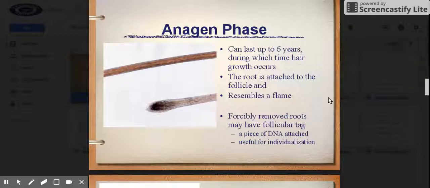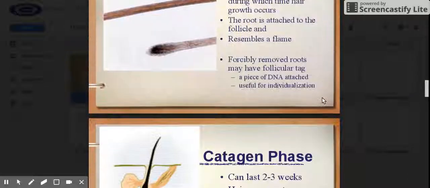The root is attached to the follicle, and it resembles something on fire, a flame. I almost think of that as a matchstick. So whenever hair is forcibly removed in the anagen phase, we will generally have the follicular tag, which means we generally have DNA evidence that we can now use to individualize that hair sample to someone.